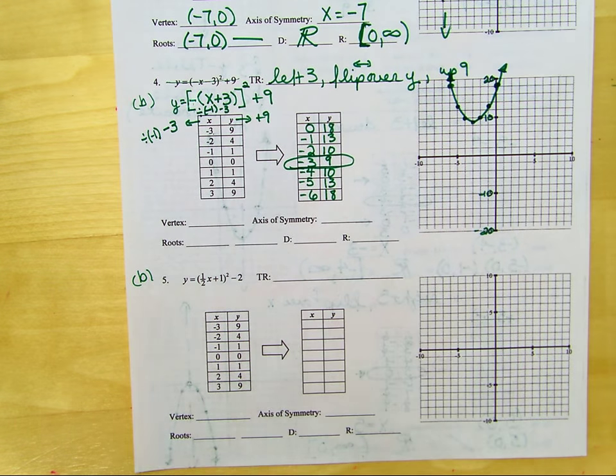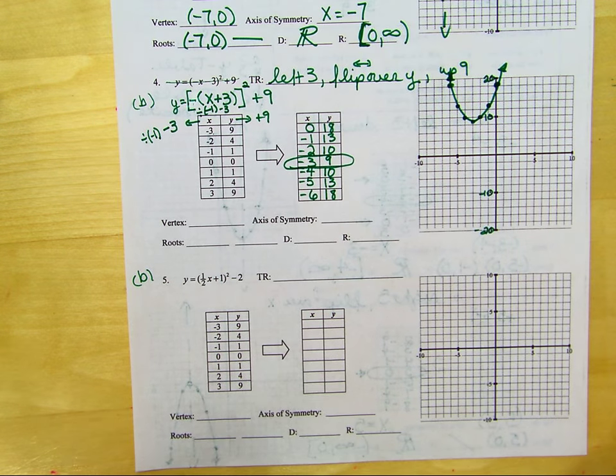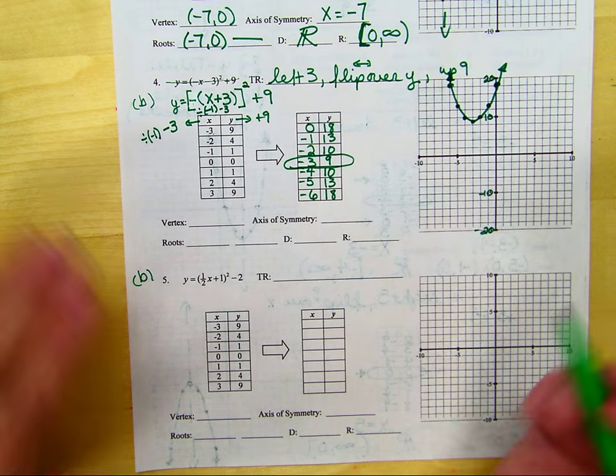All right, so flipped over the y, did not change one thing. And then we moved left 3, looks good. Okay, vertex, I have it circled, negative 3, comma 9.